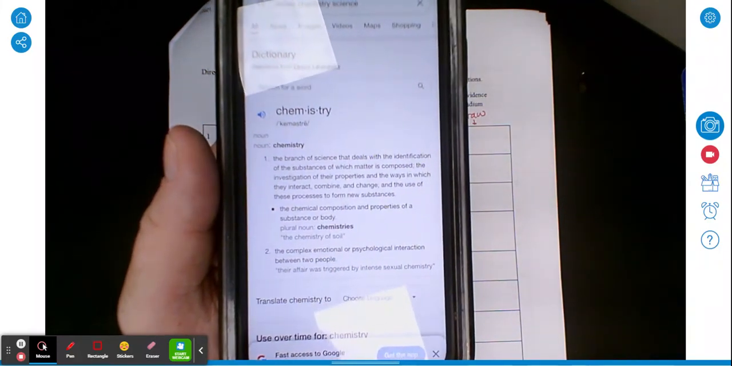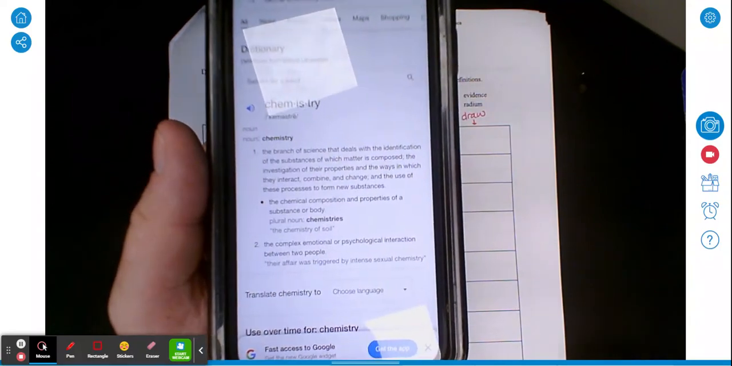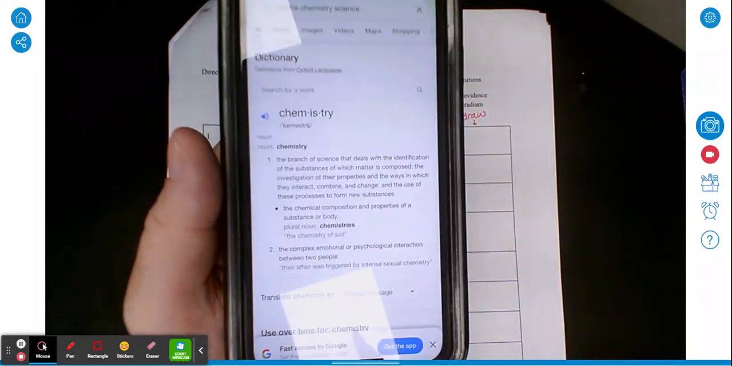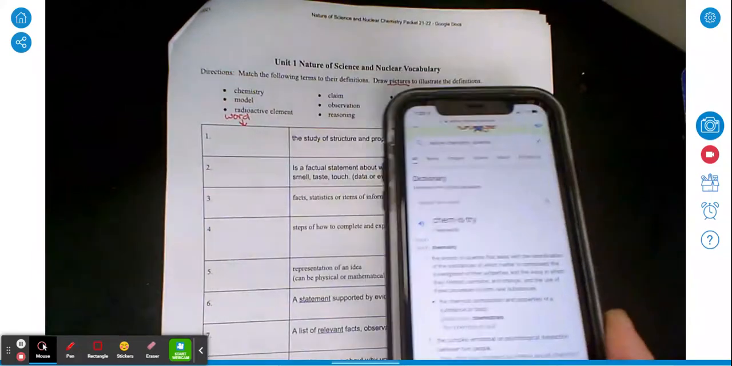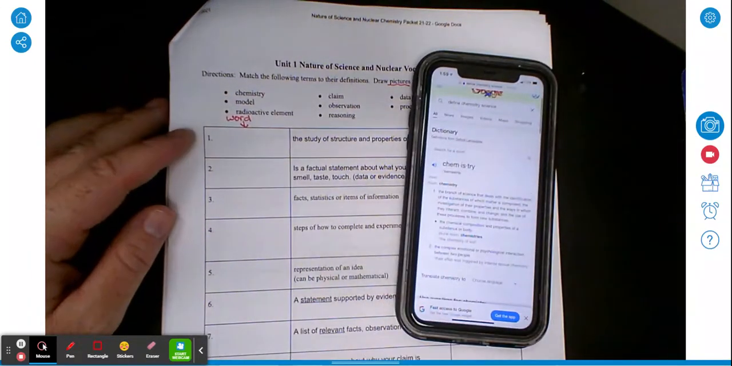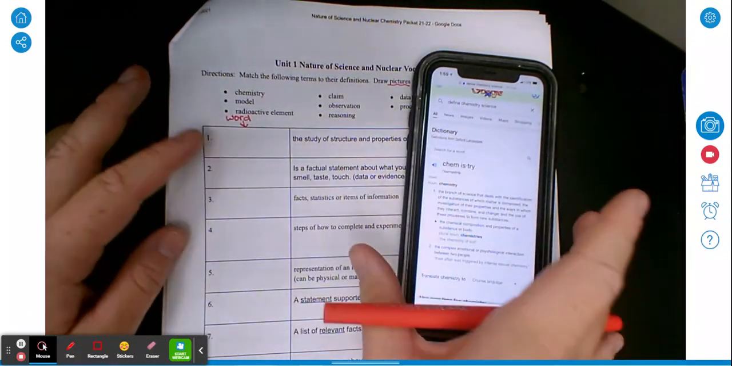This is probably not our chemistry. That's a different kind of chemistry. That's the chemistry between two people, usually probably referencing two significant others. We're going to focus on the first definition.